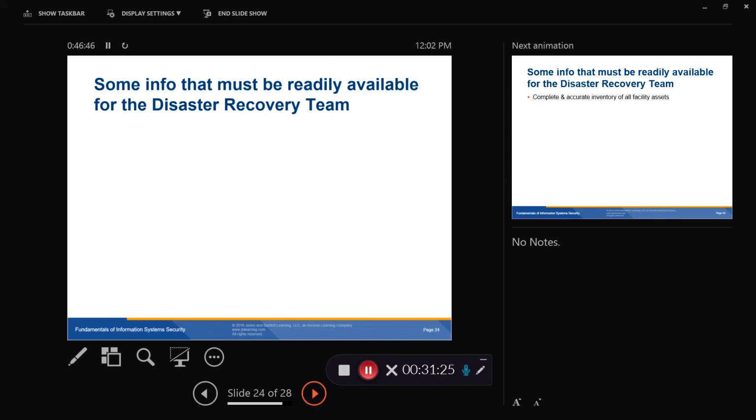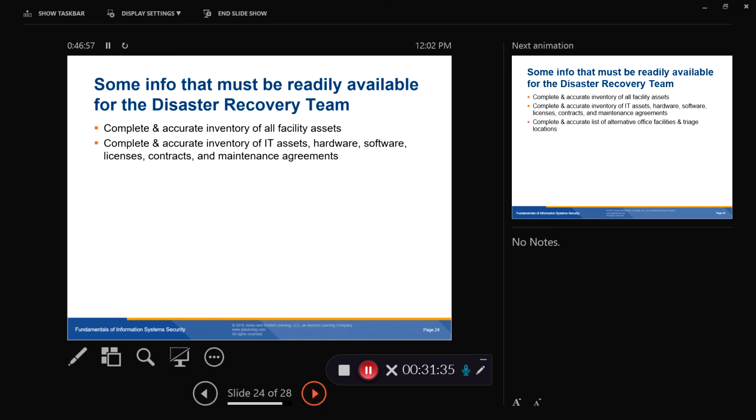Okay, some information that must be readily available for the disaster recovery team. You have to have a complete and accurate inventory of all facility assets. Assets include everything from your IT assets, hardware, software, licenses, contracts. Do you have a maintenance agreement with somebody? Do you have insurance contracts on your equipment? And so forth. Those are just as important, and the licenses that go along with your software are as important as the hardware and software itself. A complete and accurate list of alternative office facilities and triage locations.